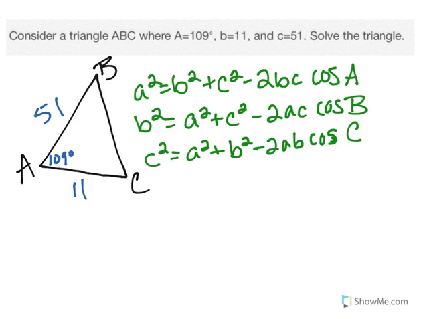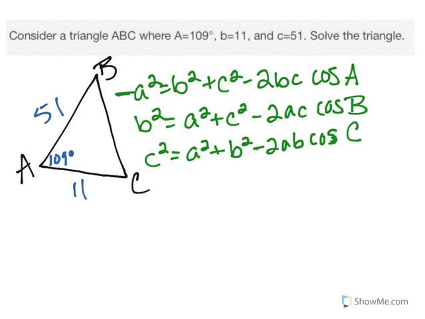So these are the three formulas associated with the law of cosines, and it seems really difficult, but they really follow the same pattern. So whatever you're trying to find squared equals the two things that you know squared, minus 2 times the things that you know times the cosine of what you're trying to find, basically. Sounds difficult, but the more you use it, the more you'll get used to it.